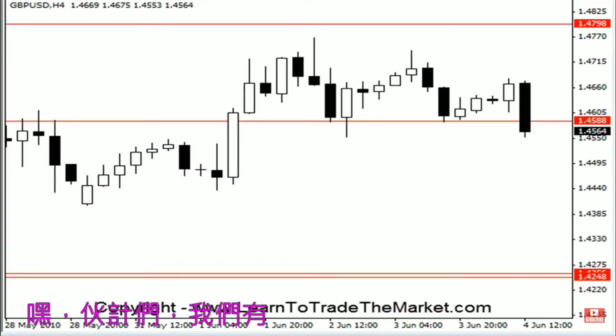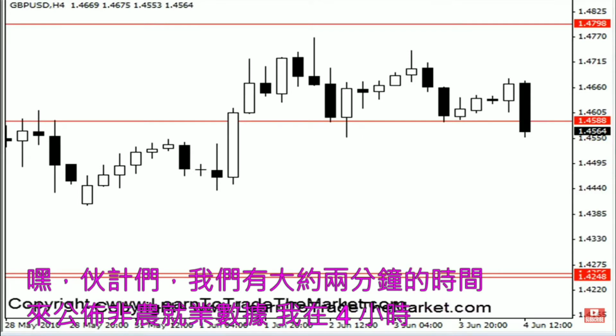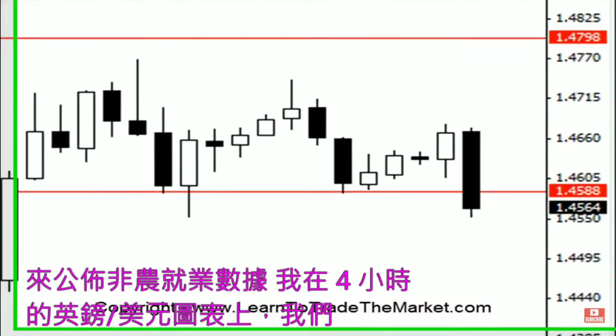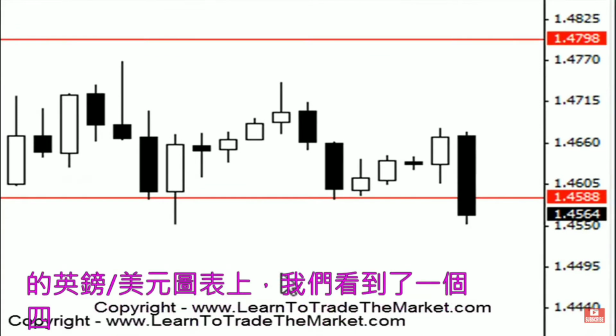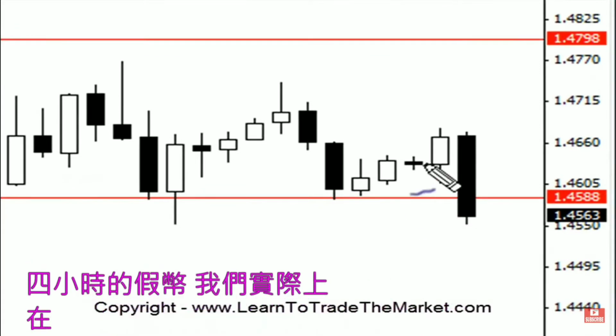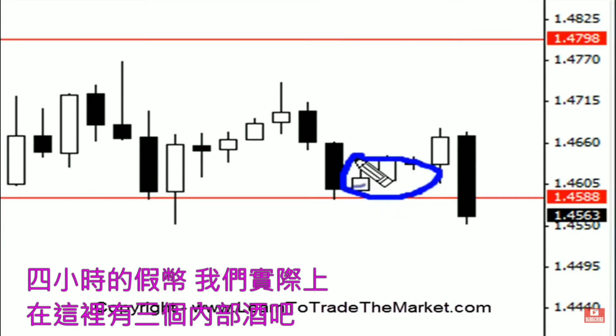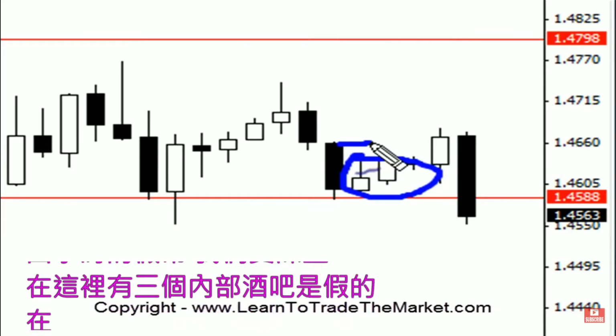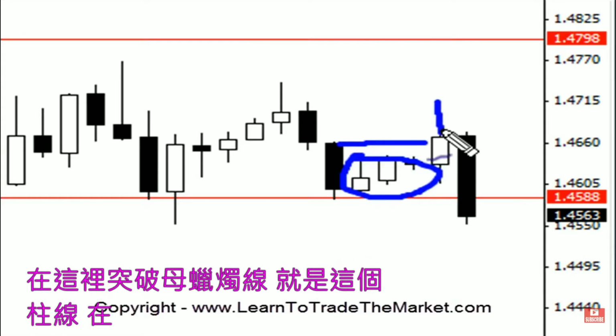Hey guys, we've got about 2 minutes to the non-farm payrolls. I'm on a 4-hour chart of the GBP USD. We've seen a 4-hour Fakey. We actually had 3 inside bars here. The false break above the mother candle, that's this bar right here.